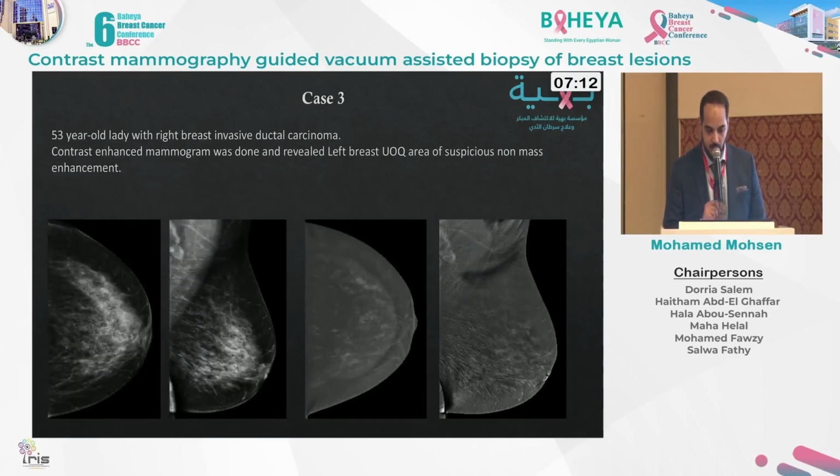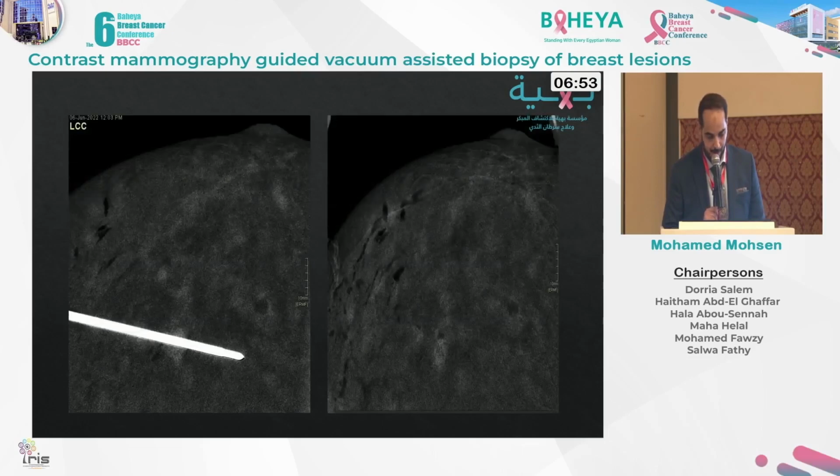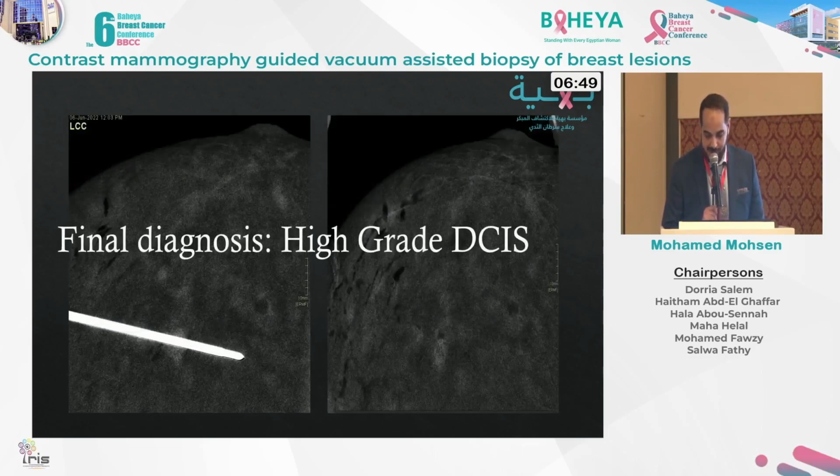A 53-year-old lady with right breast invasive ductal carcinoma. Contrast-enhanced mammogram was done and revealed left breast upper outer area of suspicious non-mass enhancement. Contrast-enhanced mammography guided biopsy was done from the lesion as demonstrated. Diagnosis was high-grade DCIS.